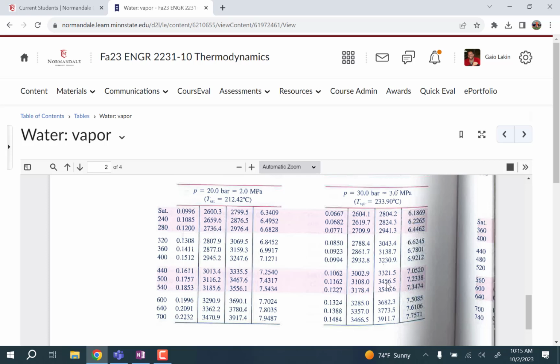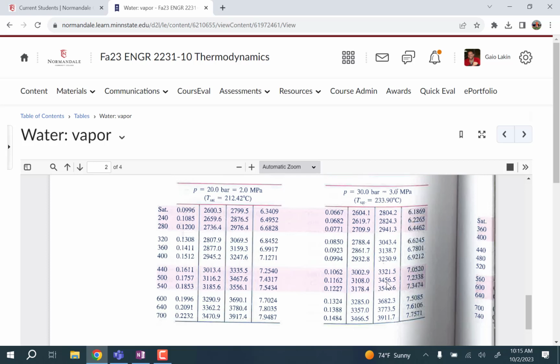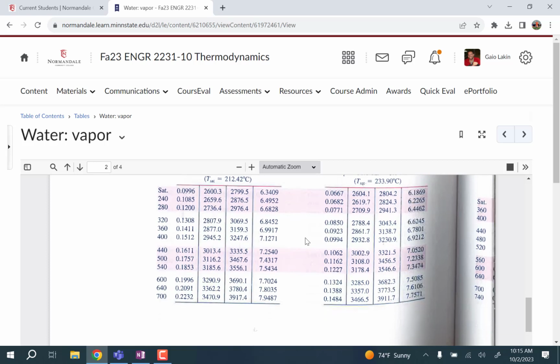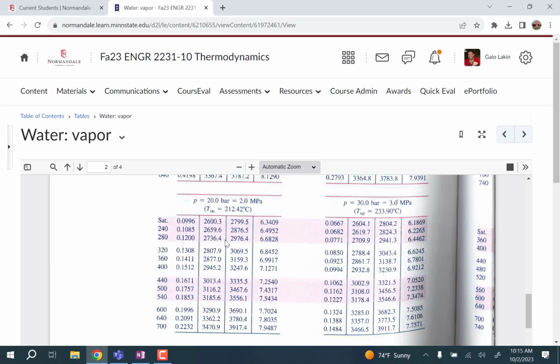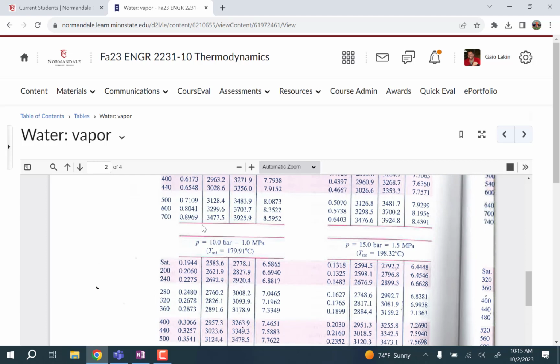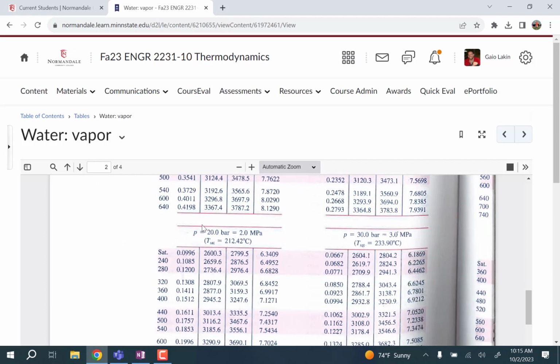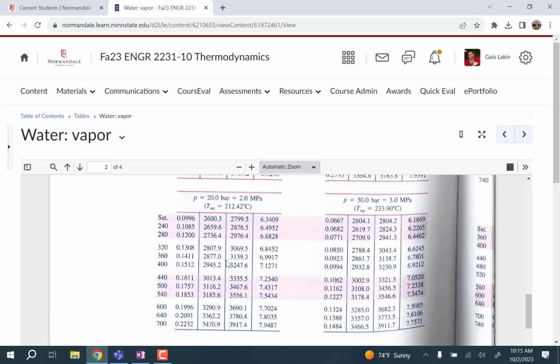Well, we could do linear interpolation, where these are the two boundaries of our independent variables, okay, and calculate what that pressure is going to be. Let's do that.